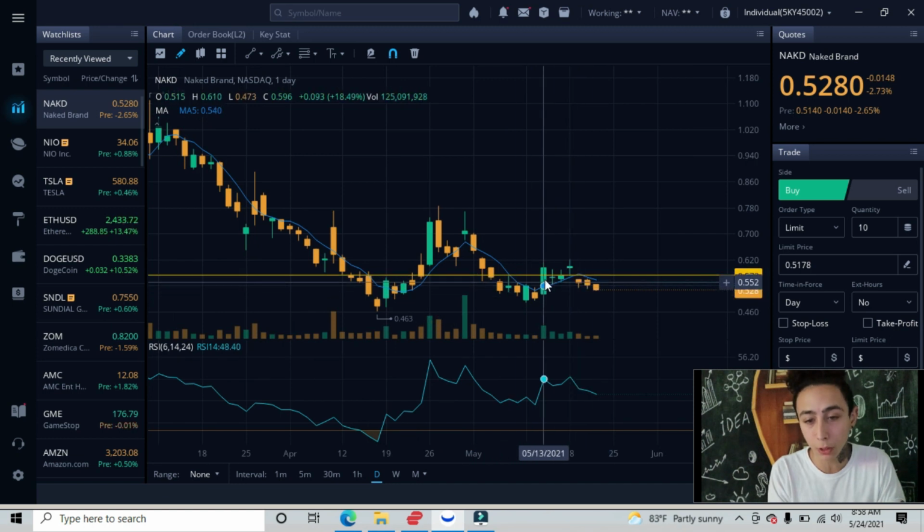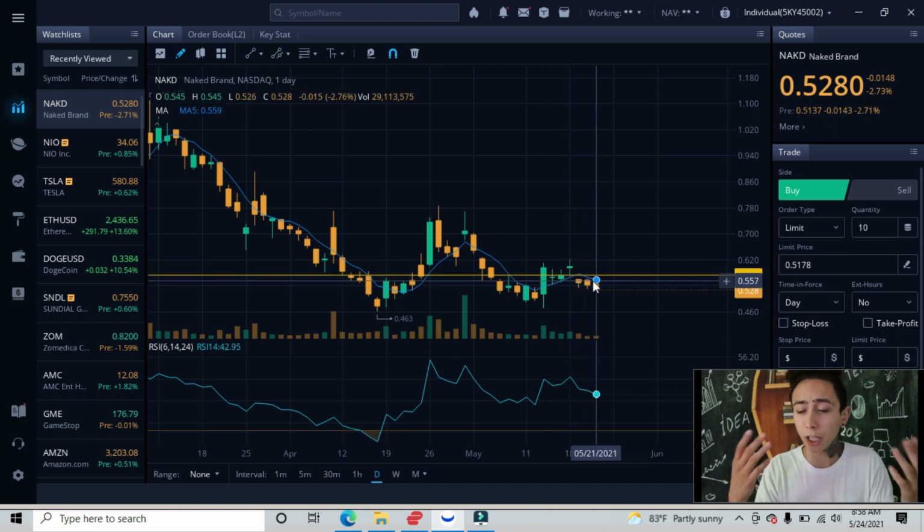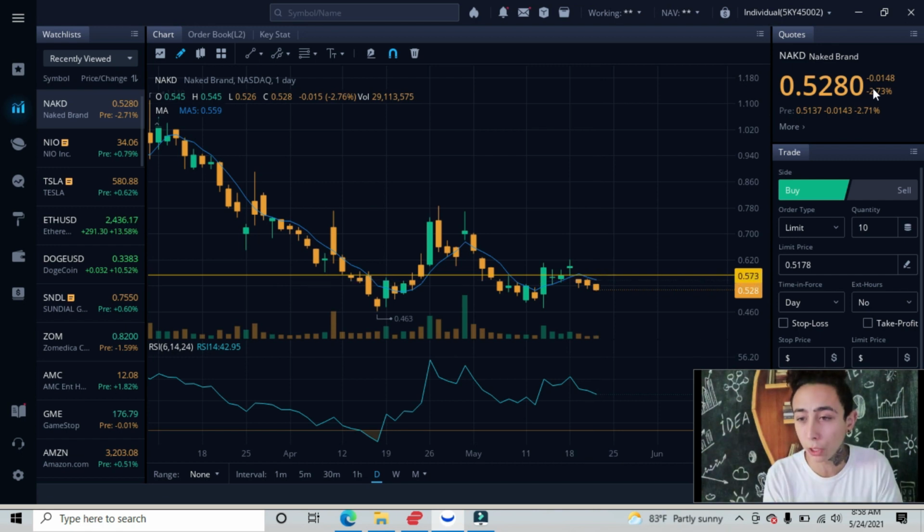Every time we come up into this area, we're getting rejected. We can see we had a little bit of a peekaboo over here and then ultimately pulled back under. So technically, as of right now, we are still below the trend line. We are still in this downward trend. Yesterday we closed down almost 3%, and this morning we're down almost 3% again.